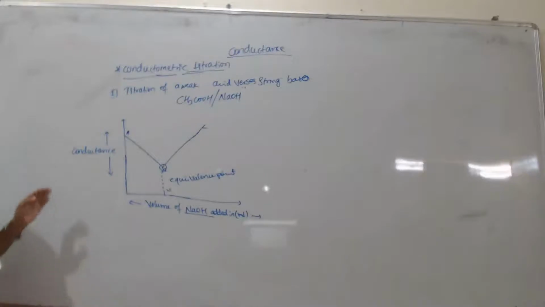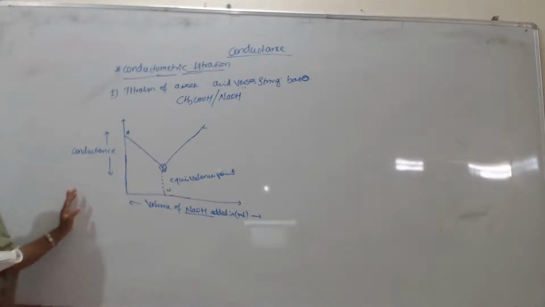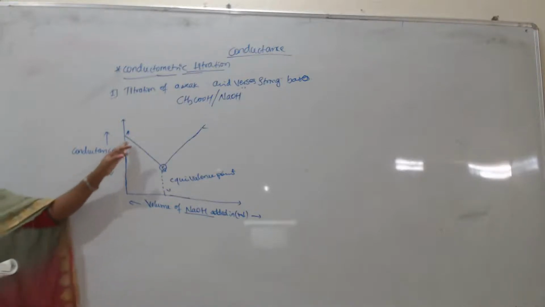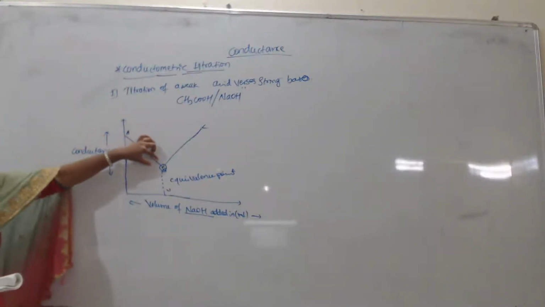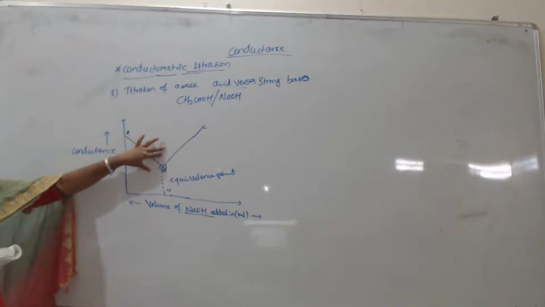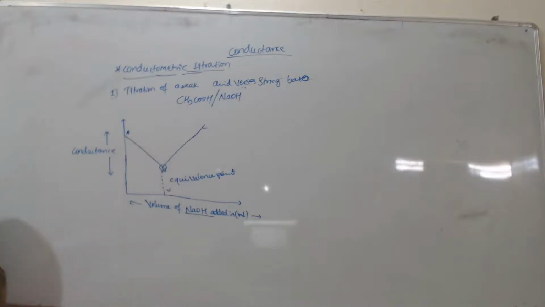Initially the conductance is very low, because of the low ionization of the acid. Here this is the initial low value, and then the graph decreases further because of the suppressed ionization of the acid.